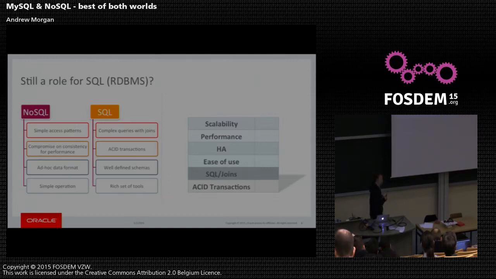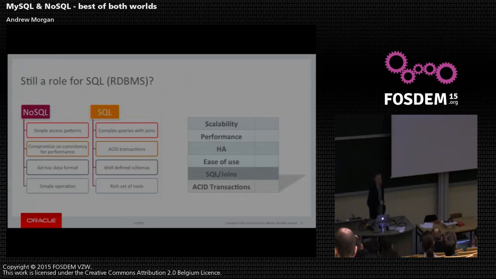Conversely, what's still good about relational databases? Obviously, you can have much more rich queries. So you can have joins across scores of tables. You can have foreign keys. You've got the safety of ACID transactions, so your data's safe. You're going to read back what you've written.